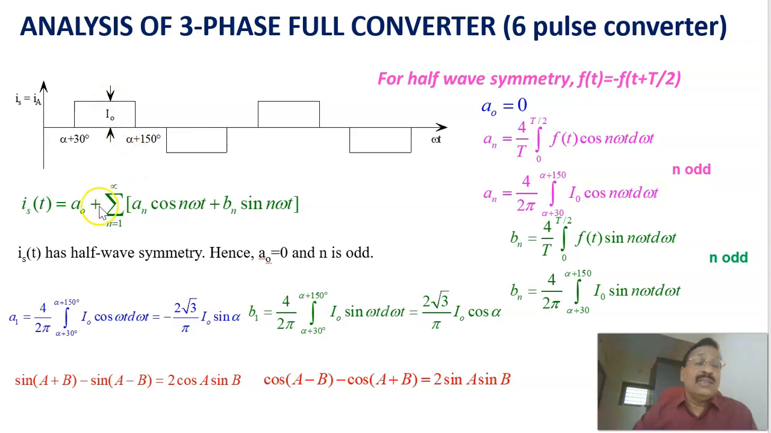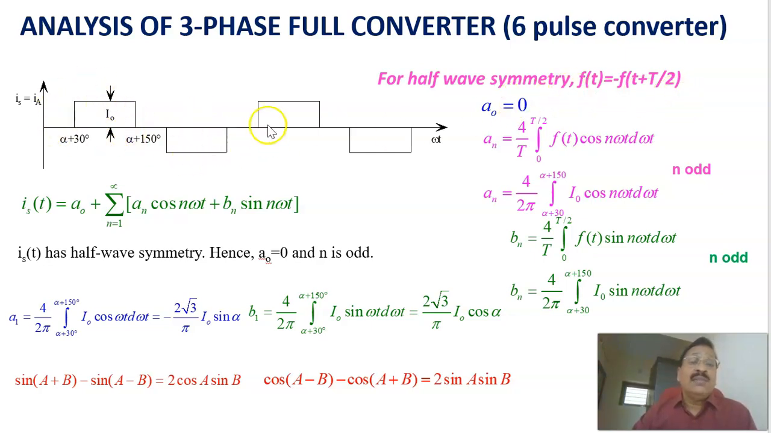The general equation for the Fourier series is that the function, this current i(t), is equal to a DC component of the current, that is A naught, plus sigma n equal to 1 to infinity of an cos n omega t plus bn sin n omega t, where A naught, an, and bn are the Fourier constants. But here it has a property: half-wave symmetry. Half-wave symmetry means that f(t) equals minus f(t plus T by 2). For this waveform, f(t) equals minus f(t plus T by 2), because of that there is half-wave symmetry.